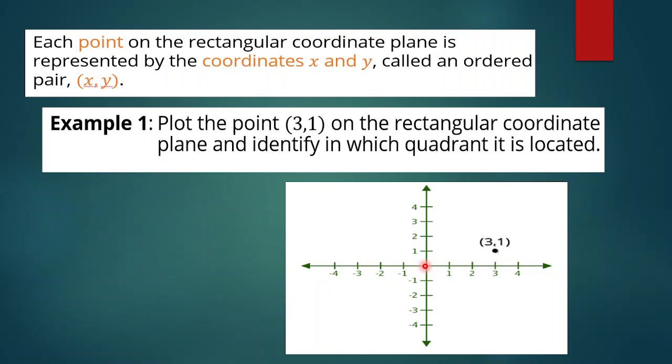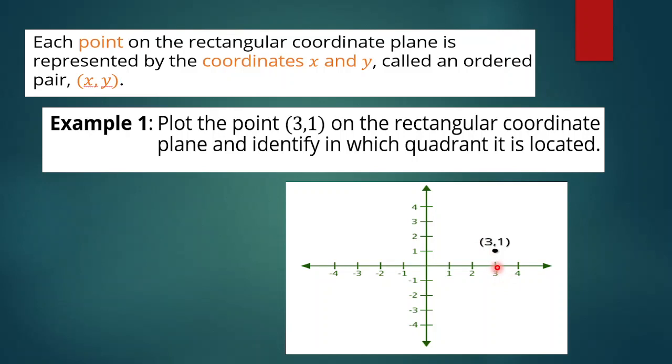Positive. Therefore, we have to go to the right side. We have to count 3 units. 1, 2, 3. Okay? However, we do not stop here. Hindi dito nag-stop yung pag-plot natin kasi meron pa tayong y. Okay? Tandaan nyo yung y is 1. So, from 3, okay, sa x, we have to move 1 unit.